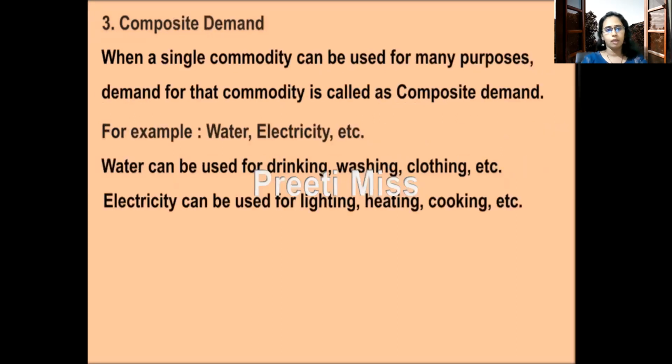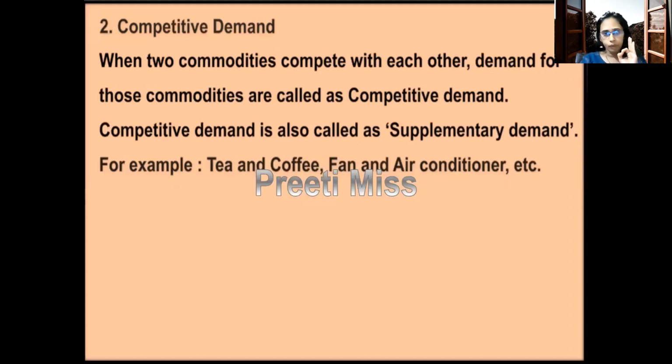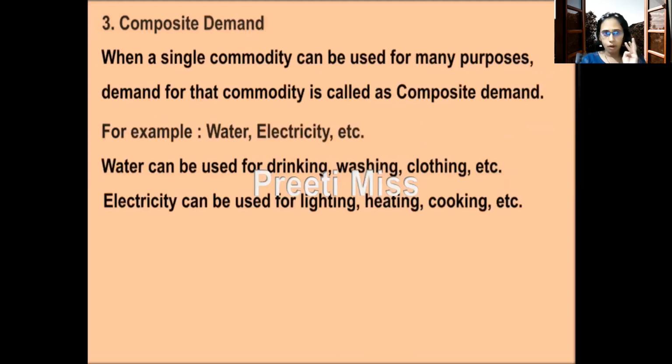Okay. Then composite demand. See, don't get confused with that CC. Complementary is different, composite is different, and competitive is different. Competitive means competition, but composite is different. Composite means which has more than one use. For example, water, electricity, wood, they have more than one use.